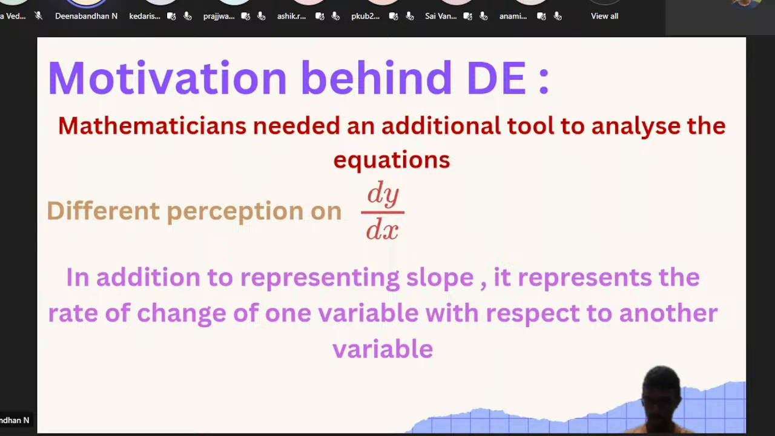Because the whole point is analyzing things. If I know how my dependent variable changes with respect to how I change my independent variable, it's like an additional tool given to us, right? If you didn't understand, wait, let's analyze with further examples. This is an open thing. Once again, I'm saying dy by dx represents the rate of change of one variable with respect to another variable, right?